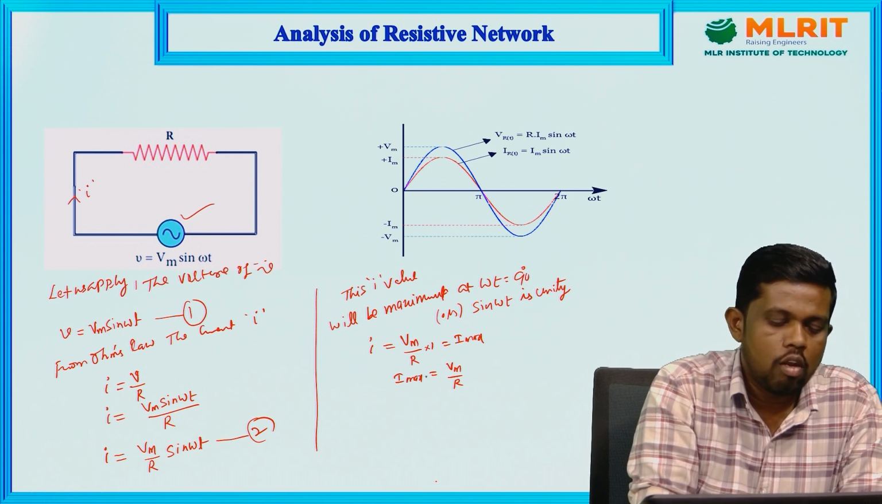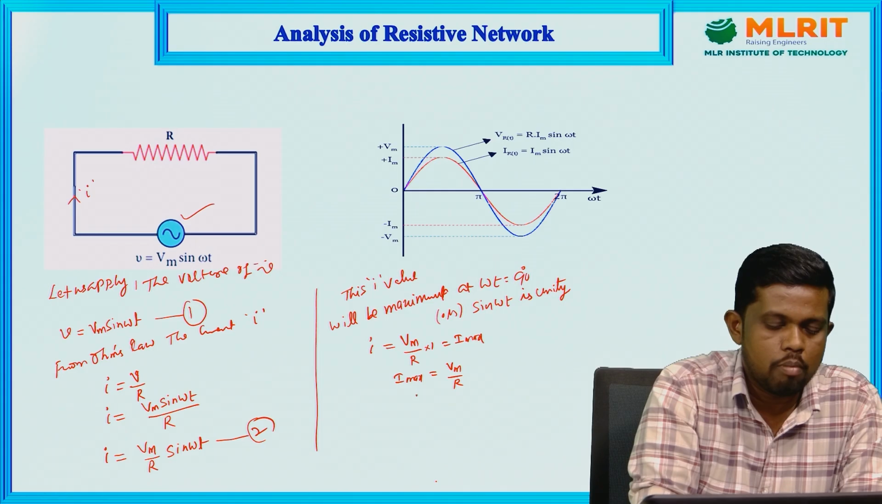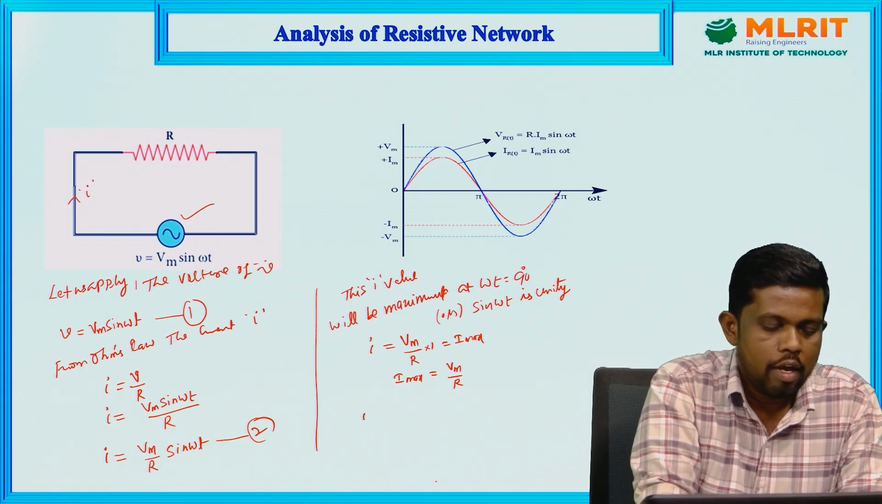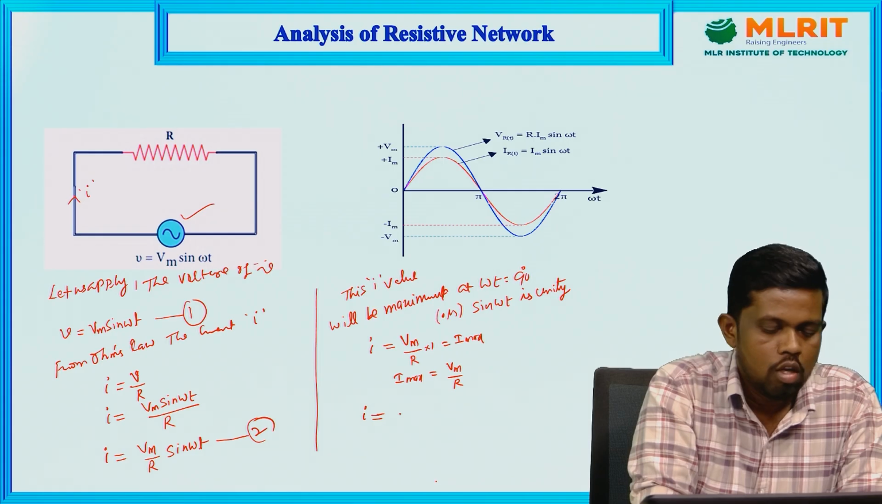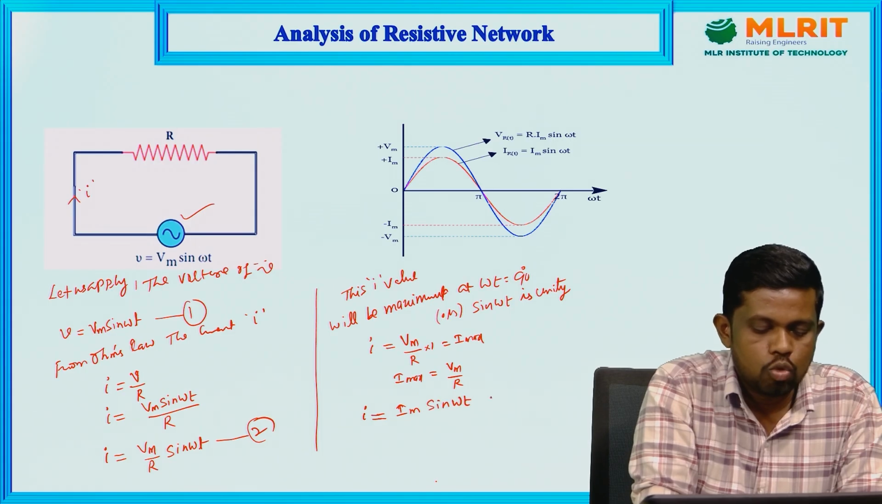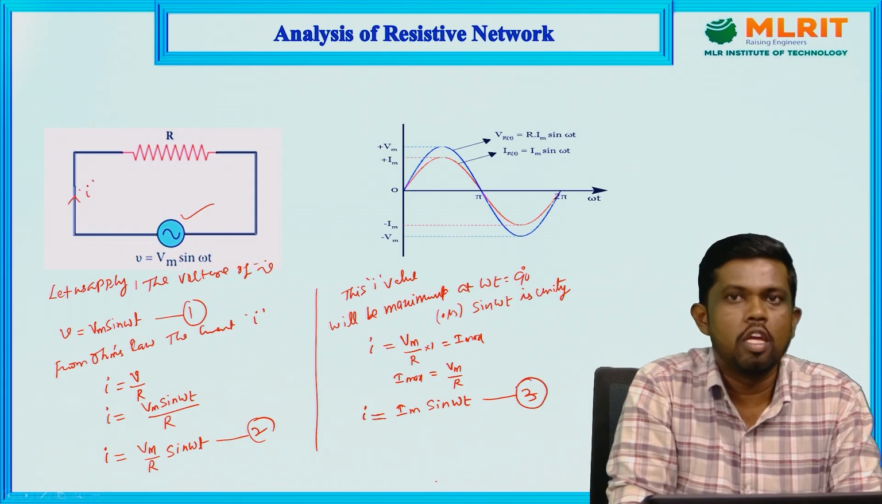We substitute the same value in equation number 2. Therefore, the final instantaneous current circulating in the resistive circuit due to the applied voltage is i equal to Im sin omega t. This much amount of current is circulating in the resistor. This is equation number 3.